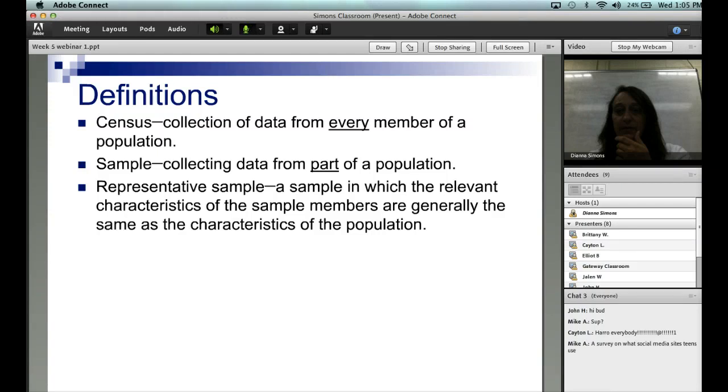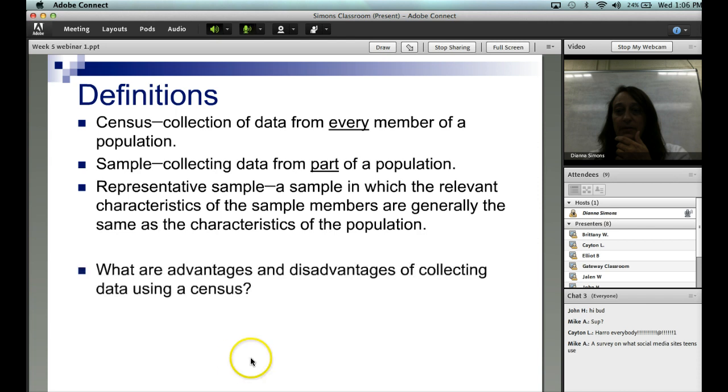Oh, somebody pushed something in the chat box. A survey of what social media sites teens use. That's what a survey would be, but a representative sample. So who would you give that survey to? If your sample is just part of the population, say our sample is just males, is that a representative sample? And Jordan said people with blue eyes or people with blonde hair.